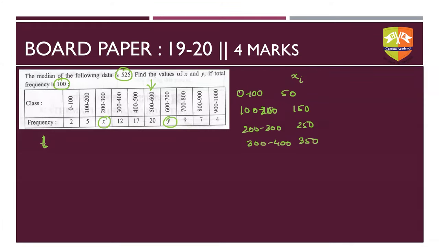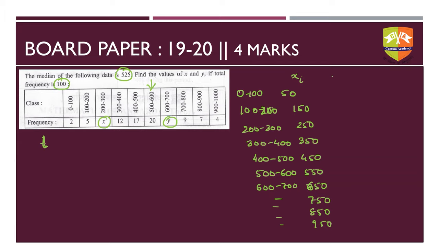Just check if all the data points are there. Many times something might be missing, so keep an eye on that. This is 450. Then 400 to 500. Then 500 to 600, this is 550. Then 600 to 700, 650. Then 750, 850, and 950. You fill in the rest of them. Now be very careful. So 2, then 5, then x, then 12, 17, then 20, then y, then 9, then 7, then 4.